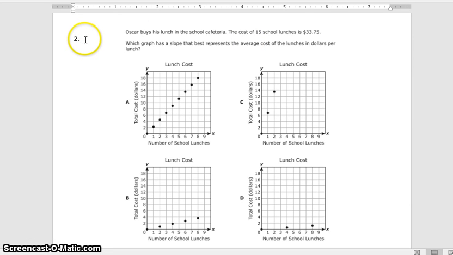Number 2. Oscar buys his lunch in the school cafeteria. The cost of 15 school lunches is $33.75. Which graph has a slope that best represents the average cost of lunches in dollars per lunch? So we have dollars per lunch, $33.75 per 15. We have school lunches, total cost. School lunches does not go up to 15, so you have to do something with those two numbers to find that point on the graph.